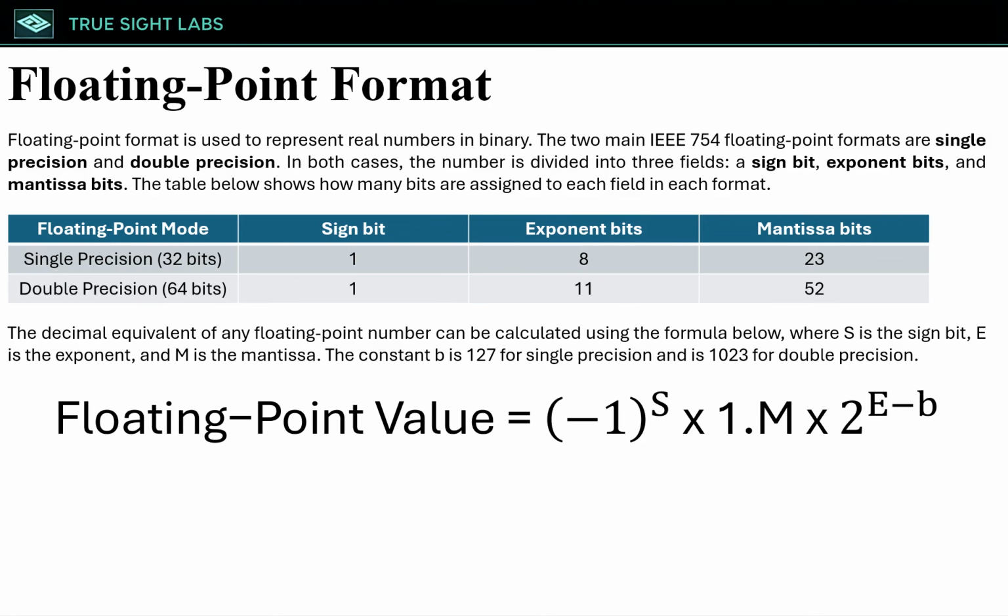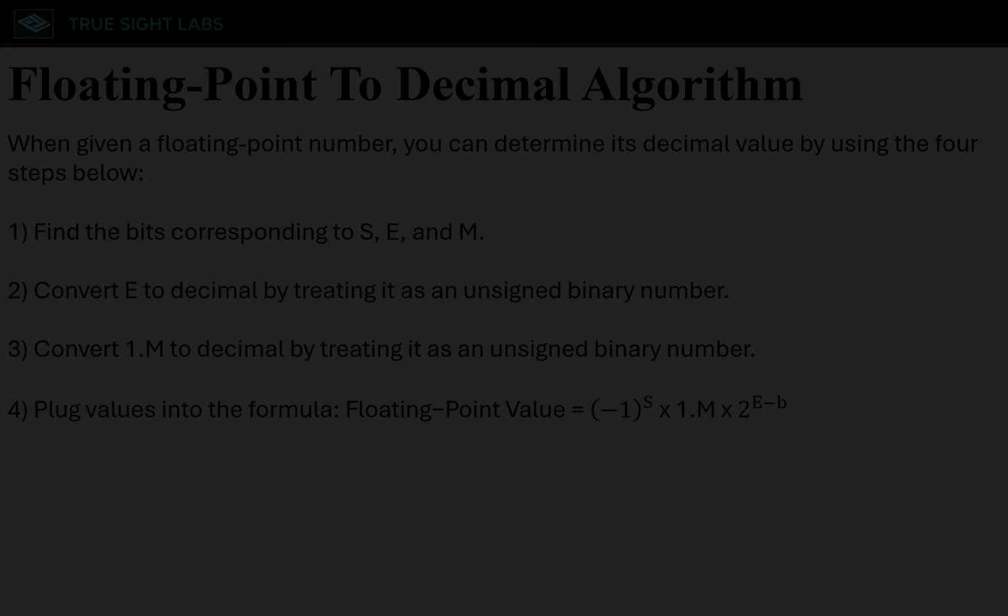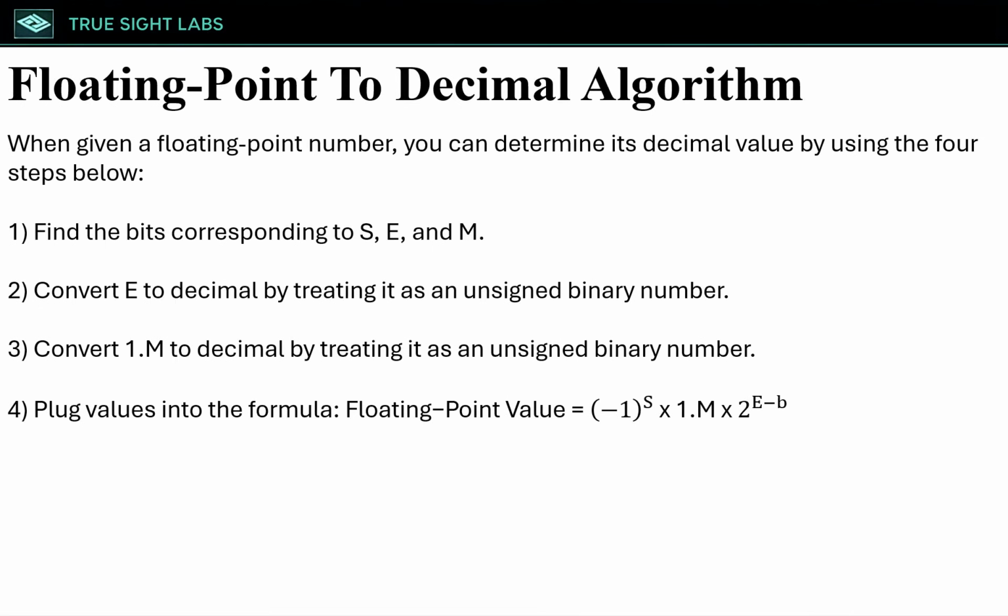The decimal equivalent of any floating point number can be calculated using the formula below, where S is the sign bit, E is the exponent, and M is the mantissa. The constant B is 127 for single precision and is 1023 for double precision. When given a floating point number, you can determine its decimal value by using the 4 steps below.